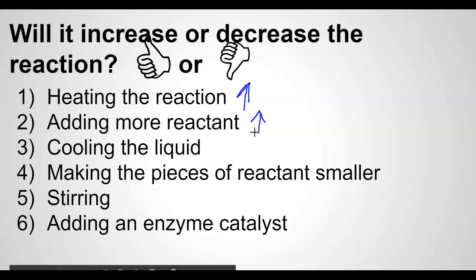If I cool the solution, well, cooling is going to slow those particles down. It's also going to decrease the reaction. Making pieces of the reactant smaller, in other words, breaking it up, actually increases the surface area. So in that case, that's going to increase our reaction. Stirring it causes those particles to collide faster and increase the rate of reaction. And finally, adding an enzyme catalyst, enzymes are going to increase the rate of reaction.